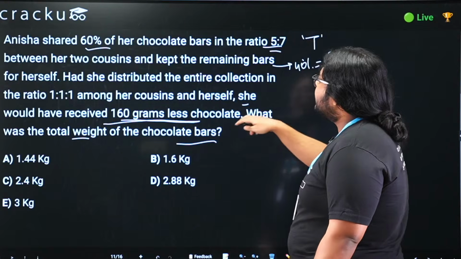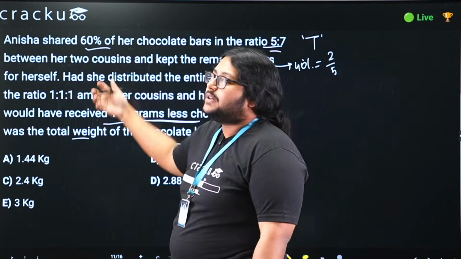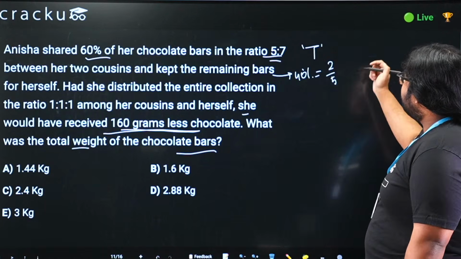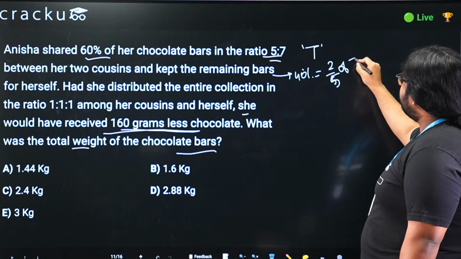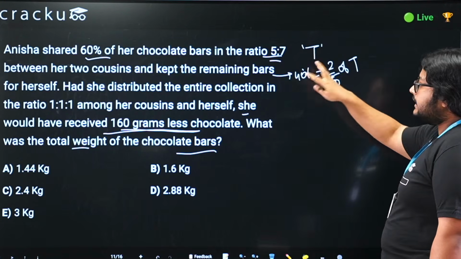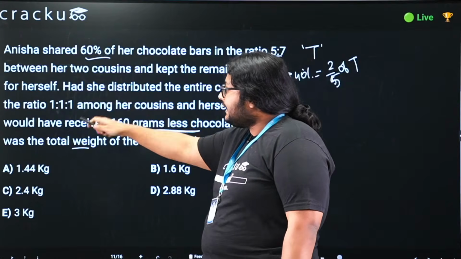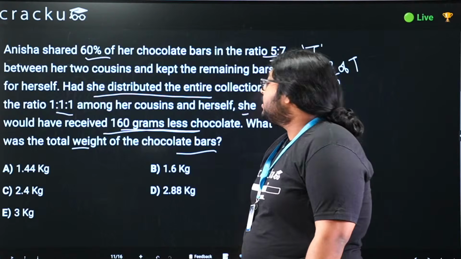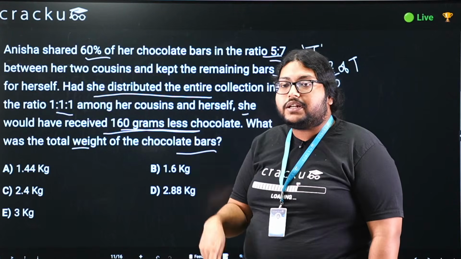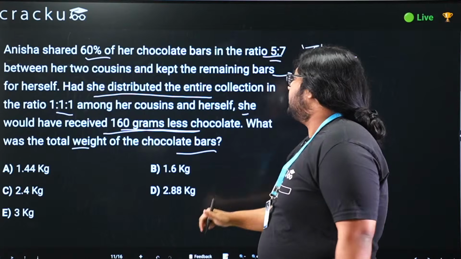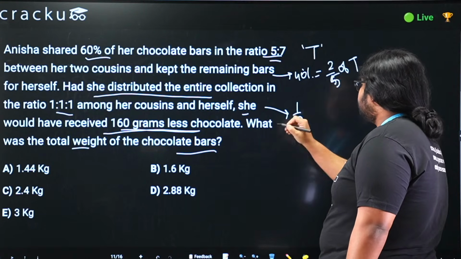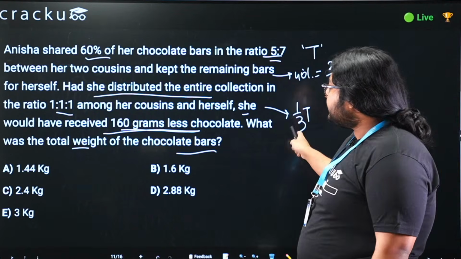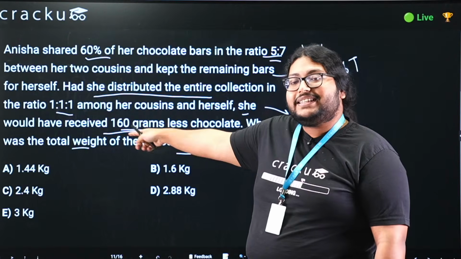What we'll do is 60% was distributed to the cousins. So what is remaining? 40% is remaining. And what is 40%? 2/5. So 2/5 of the total, which is T, was initially with her. Now the second case is, had she distributed the entire collection in a 1:1:1 ratio, what will be her share? Her share will be 1/3 of the total. If she did that, then she would have received 160 grams less.